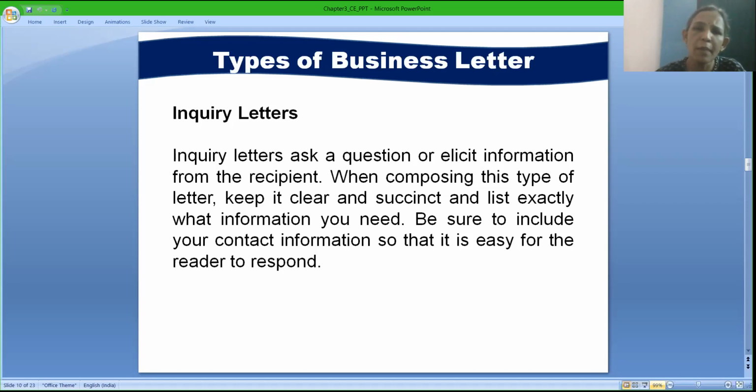So when we talk about doing business or dealing in a business, often we talk about inquiry. A customer may inquire about the product. Your clients may inquire about your product. The sponsors to whom you're approaching, they may inquire about your proposal or the product. So the first kind of letter that we are going to discuss is the inquiry letter.